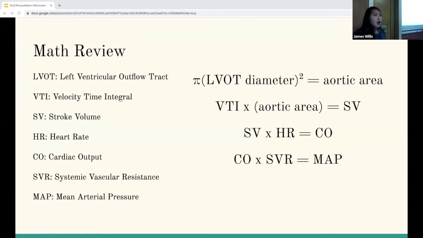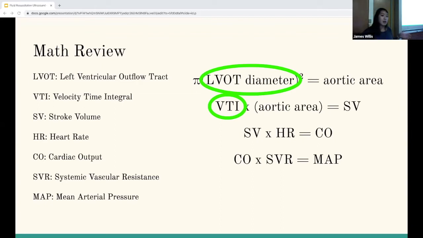Okay? So not to scare you, there's a lot of math and numbers on this slide, but some things that I want to highlight essentially is that the two things that we can measure with ultrasound are the LVOT diameter, which stands for the left ventricular outflow tract diameter, and the VTI, which is the velocity time interval. So those are the two things that you'll be able to look at through ultrasound. Taking those numbers, you can do all these fancy math calculations to figure out what you want, okay?